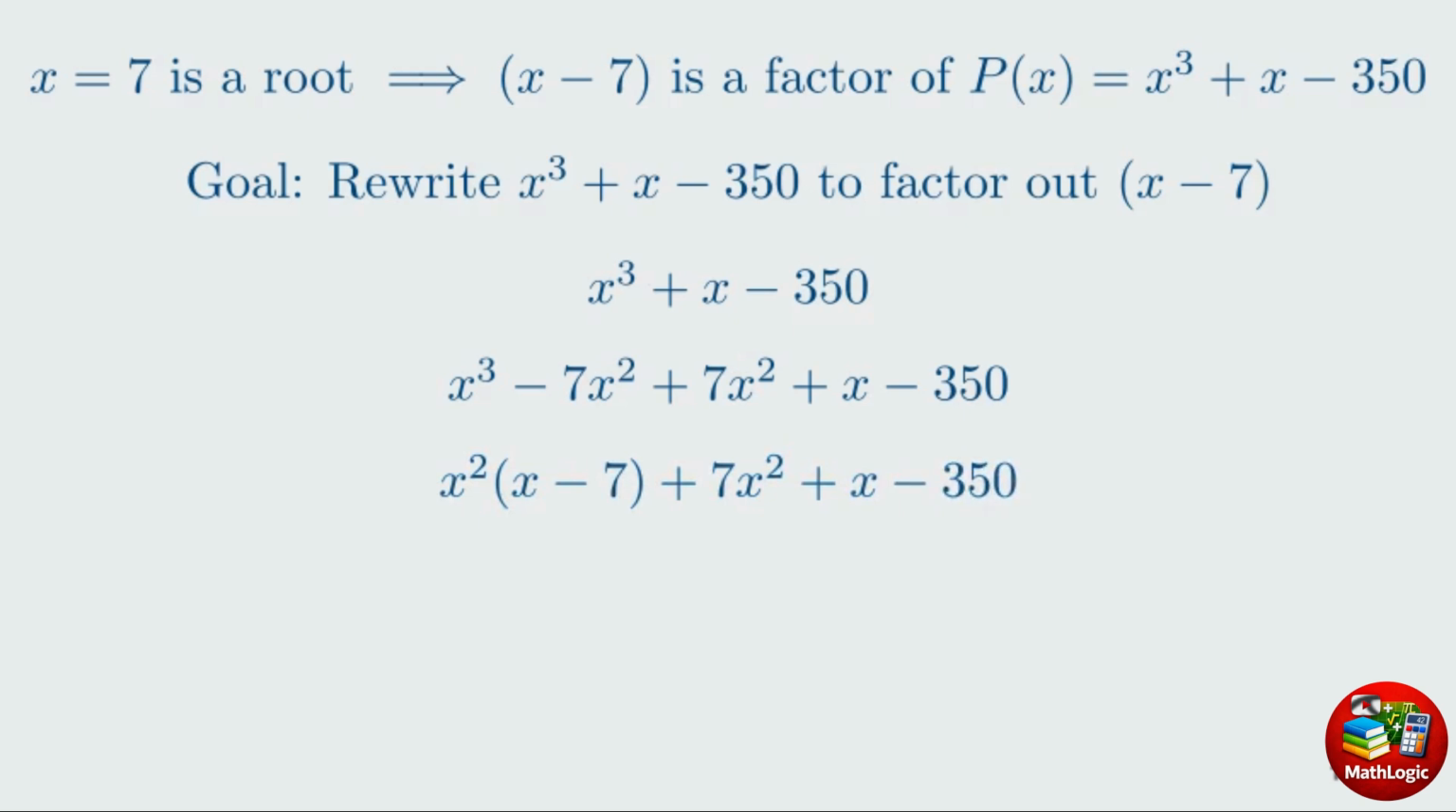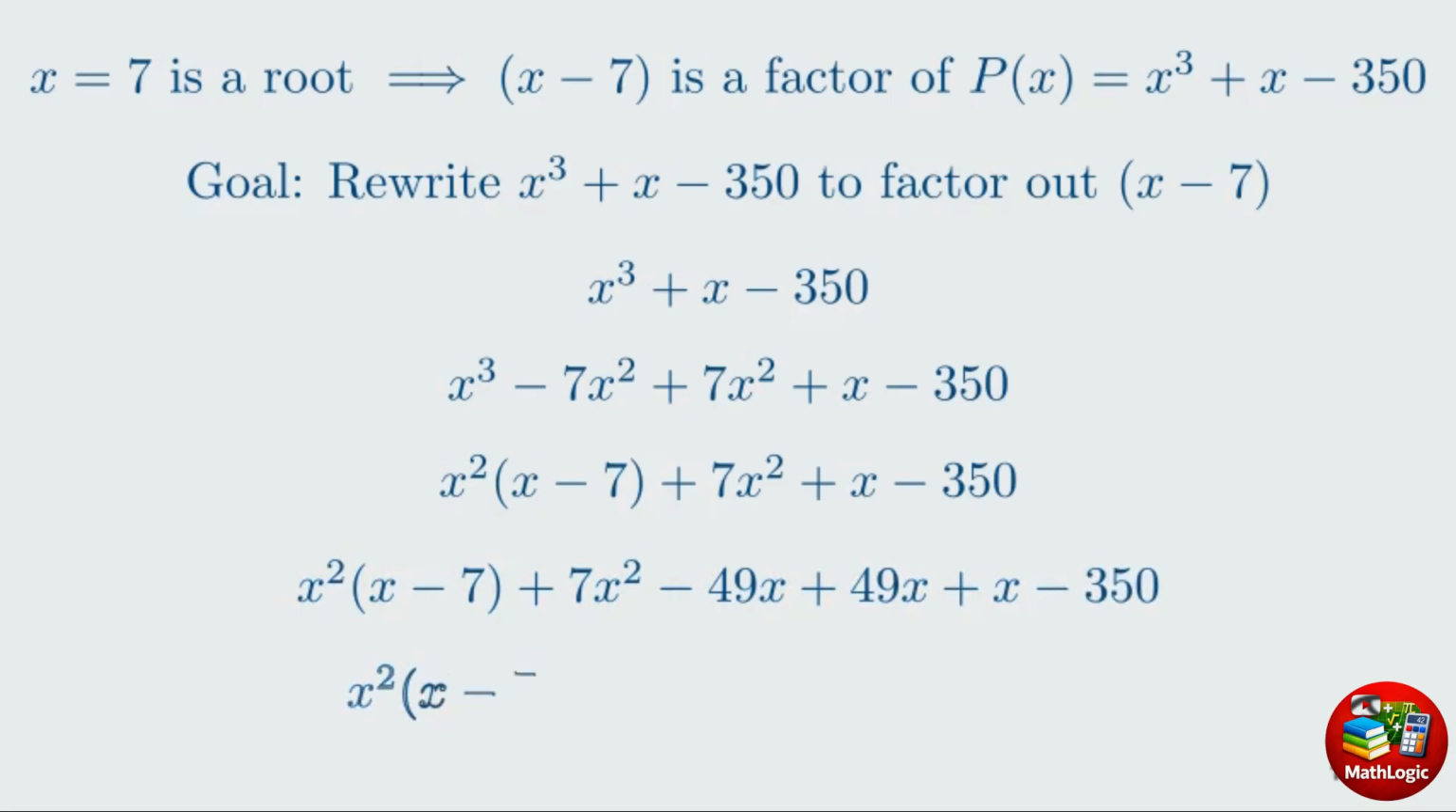Now we repeat this process with the remaining terms. Our new goal is to create a 7x squared minus 49x term. Let's focus on the 7x squared plus x minus 350. We'll subtract 49x and add 49x. From the terms involving x squared and the new 49x term, we can factor out 7x, leaving us with 7x times the quantity x minus 7.